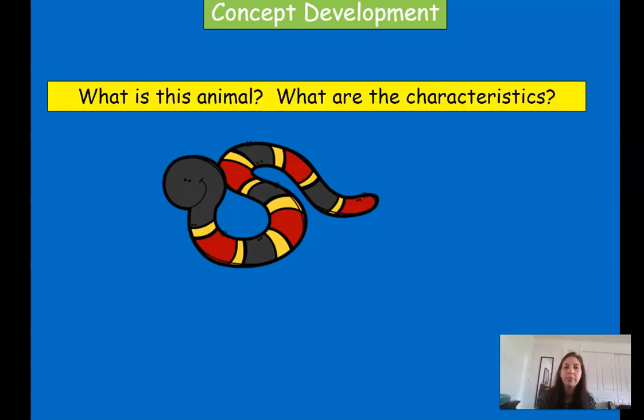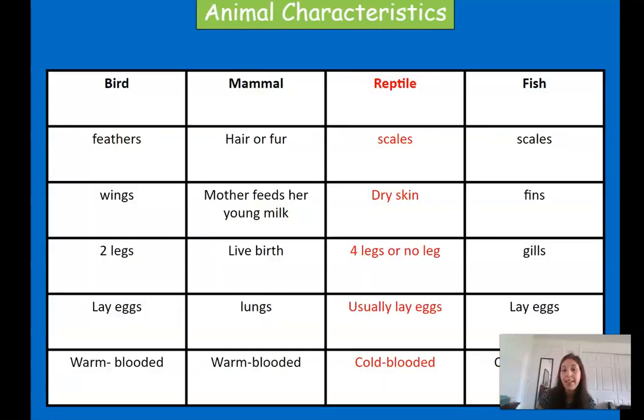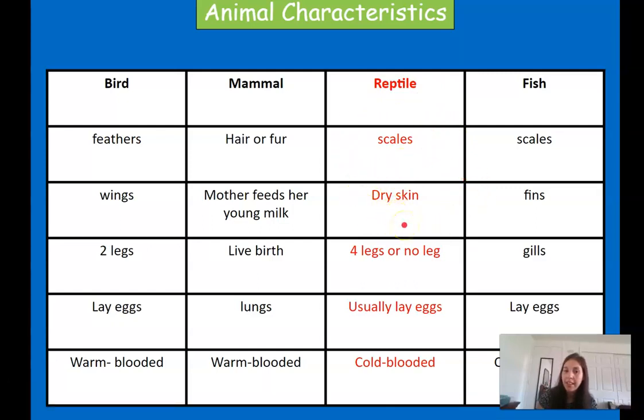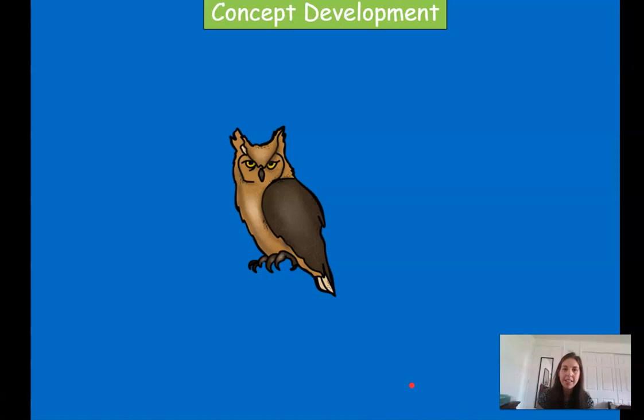What's this one? What are some characteristics about a snake? A snake has scales and dry skin. A snake usually lays eggs, and it is cold-blooded. Those are all characteristics of a snake.